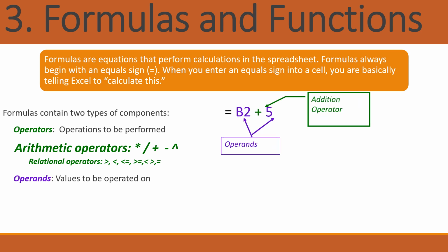For example, in this example, we have equal sign followed by B2 plus 5. As we said, each Excel formula starts with an equal sign. By typing this into a cell, you are telling Excel to add cell B2 plus 5. Now, in this example, the addition sign is the operator, while cell B2 and 5 are the operands.